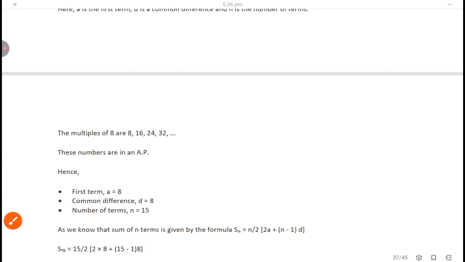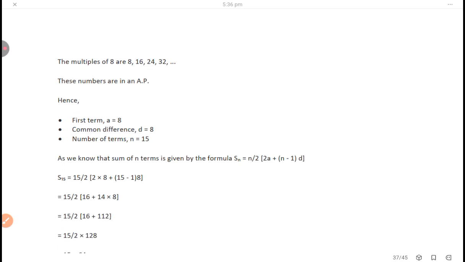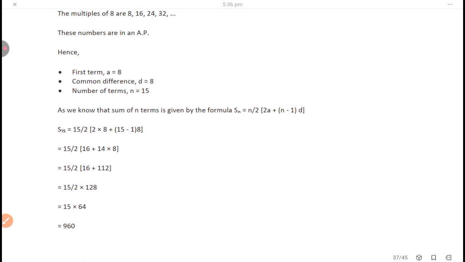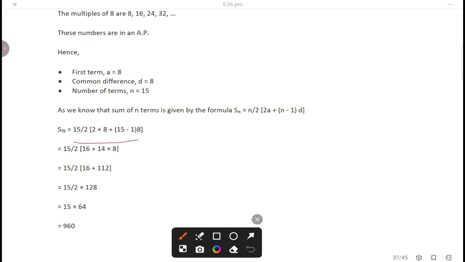Find the sum of the first 15 multiples of 8. So 8, 16, 24, 32 and so on. The number of terms is 15. So S15 equals this one. You know A is 8, D is 8 and n is 15. You will get the sum of the 15 numbers.